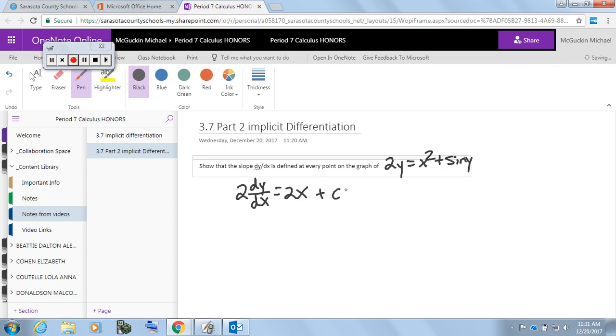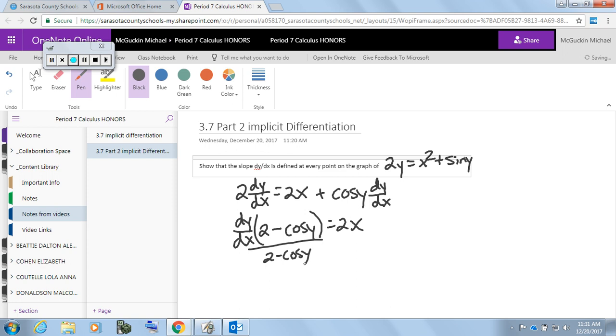Well, the derivative of sine we know is cosine of y, but in this case, once again, you have to keep your dy/dx. And now our goal is to group everything together that involves dy/dx. So I'm going to get dy/dx times parentheses 2, and then if I subtract cosine y dy/dx over, I have dy/dx times cosine of y equals 2x. And so that's where we're at right now, and the last step is just to solve for dy/dx.